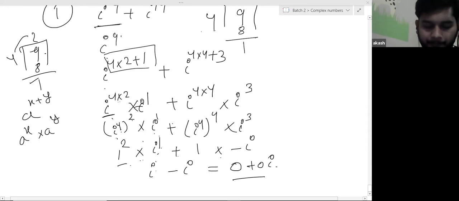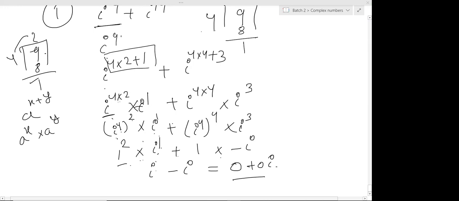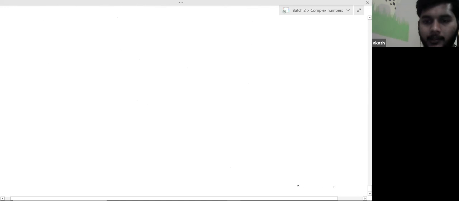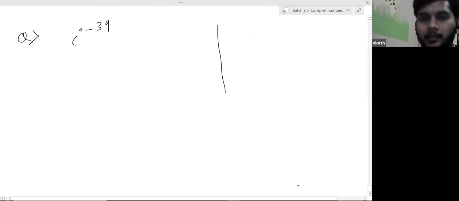Okay, done. Let's see the next question. I raised to the power minus 39. Try to solve this. And Akash, one thing to remember: if you have 1 upon I, we try to solve this by multiplying I and I.